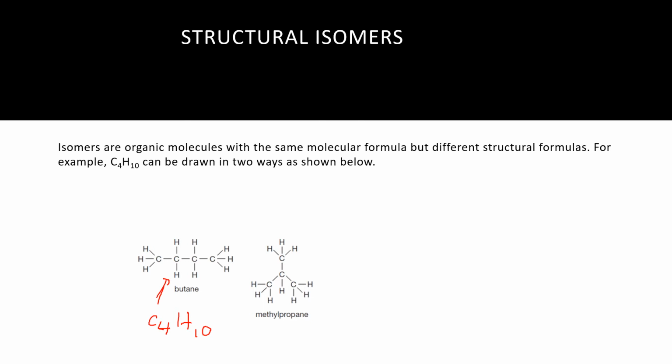For this one again, how many C's? 4. How many H? 10. Therefore this is the same, but the structure is different. This one is branched, this one is not. This is straight. Therefore their chemical behaviors are different. So we move on to the other one.